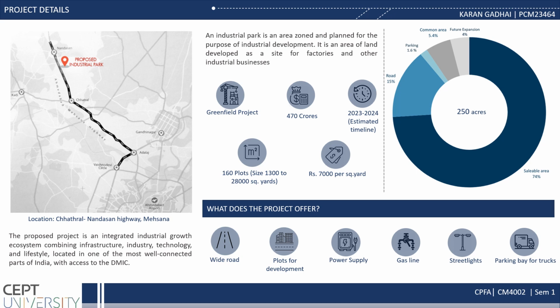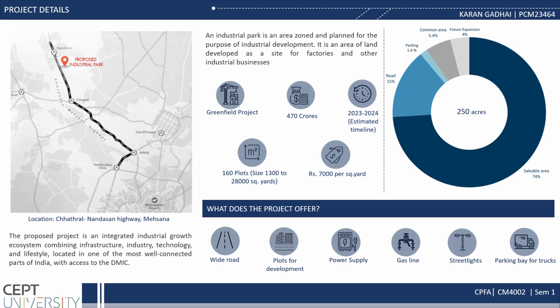An industrial park is an area zoned and planned for the purpose of industrial development. The proposed project is an integrated industrial growth ecosystem combining infrastructure, industry, technology, and it is located in a very well connected area with access to the Delhi Mumbai industrial corridor. This is a greenfield project with the total cost of rupees 470 crores. It is expected to be fully functional by the end of 2 years.